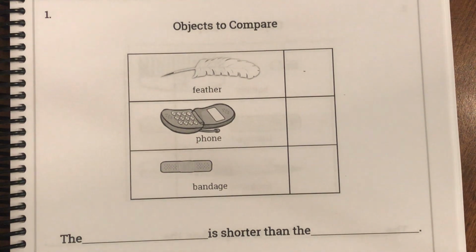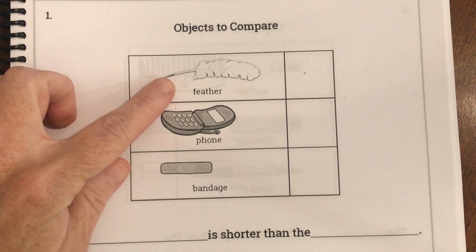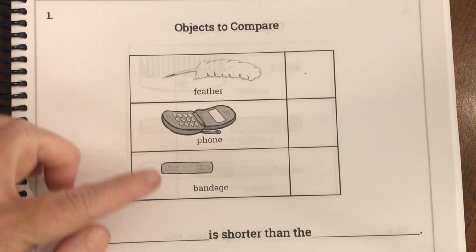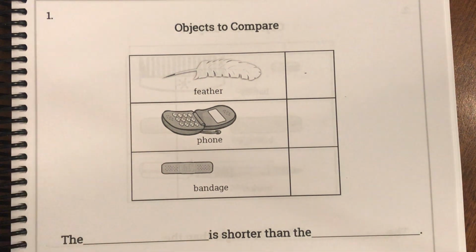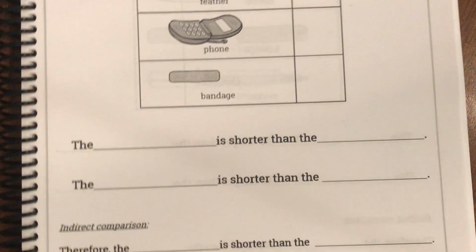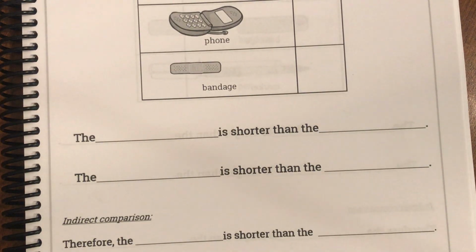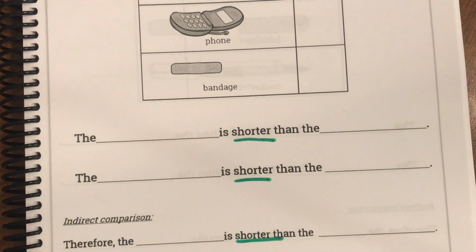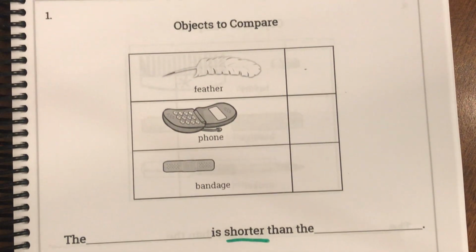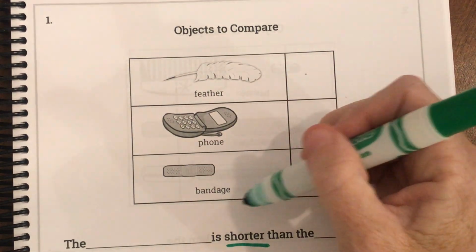Okay, ready? So here's our pictures. We have a feather, we have a phone, and we have a bandage. Kind of like a Band-Aid, but they're calling it a bandage. Let's look at our questions. Our questions are talking about the word shorter. I want you to underline that. Shorter, shorter. So that means we're going to start with the shortest. So which one of these is the shortest?